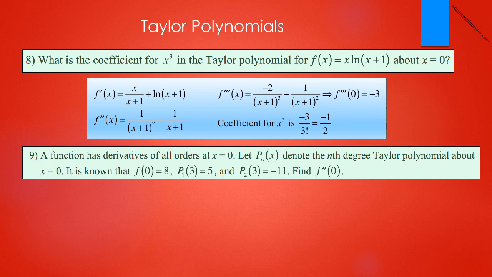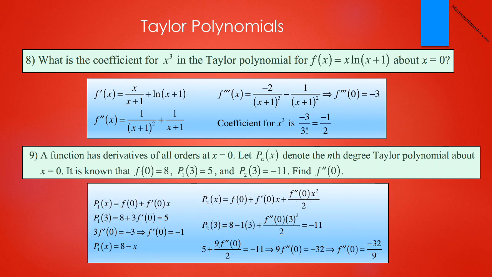In number 9, you are told that a function has derivatives of all orders at x equals 0. Let Pn of x represent the nth degree Taylor polynomial about x equals 0. It is known that f of 0 is equal to 8, and P1 of 3 is equal to 5, and P2 of 3 is equal to negative 11, and you're asked to find f double prime of 0.